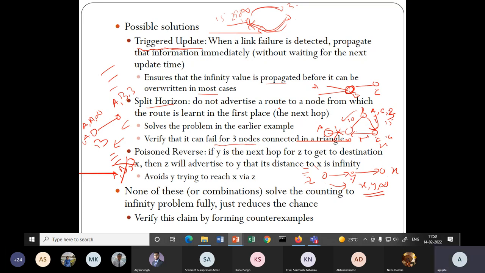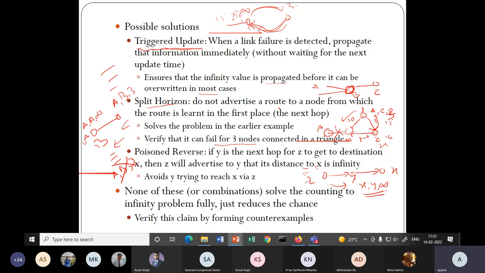Whereas in this case, Z is going to send this to the next hop, but it is advertised as infinity, which means infinity can never be less than infinity. So Y will never try to route through Z to go to X. That's something that Y has advertised.